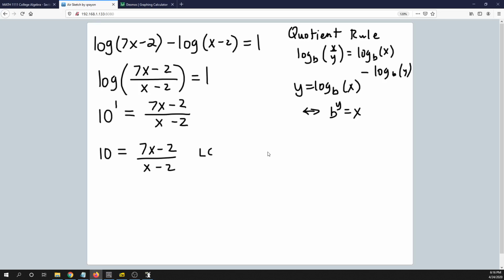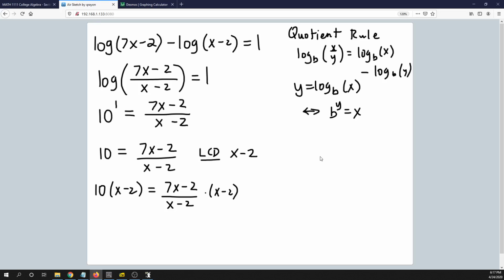All right, so the LCD is easy to determine in this example, because it is just x minus 2. There's really only one fraction in here, and therefore the LCD is just whatever the denominator of that fraction is, in this case x minus 2. Then what I'm going to do is take both sides and multiply both sides by x minus 2. So I'm going to multiply the 10 by x minus 2, and I'm going to multiply the right-hand side of the equation by x minus 2 as well.